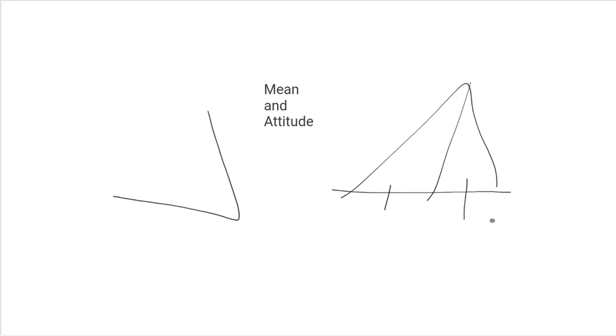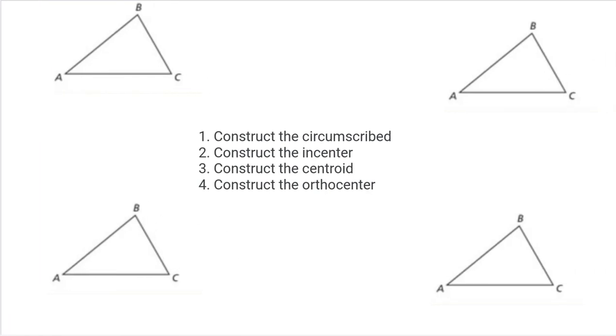Today we're going to talk about medians and altitudes. So median basically just means I'm splitting in some way that's even on both sides, and altitude is halfway up. So there are 4 ways that we can do this.